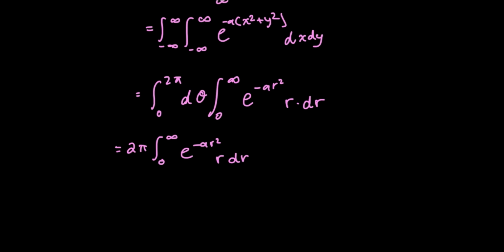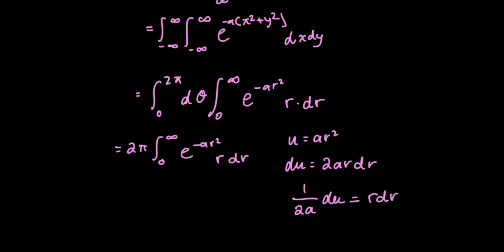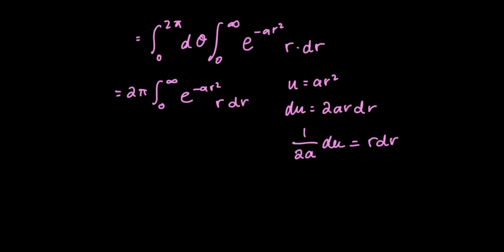And the thing that I'm going to have to do is, from my old toolbox of integration friends, u substitution. I'm going to define u as a r squared. So the du is 2ar dr. And then to match what I have in the integral, I have 1 over 2a du is equal to r dr. And because this is just a constant over here, I'm going to take that outside of the integral to make my life even easier.